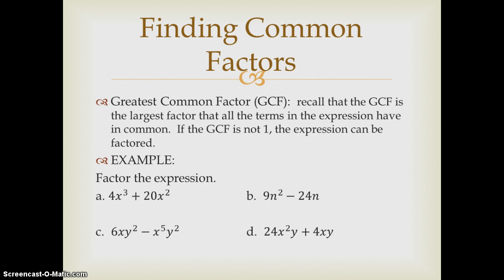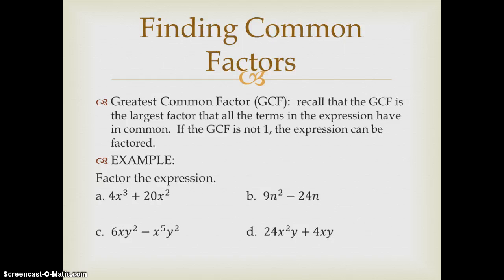So if you look at my first example that I have here, 4x cubed plus 20x squared, you're going to look for not only the factors that the coefficients 4 and 20 would have in common, but that your variables x cubed and x squared would have in common. So on this first example, we're going to talk about the 4 and 20.